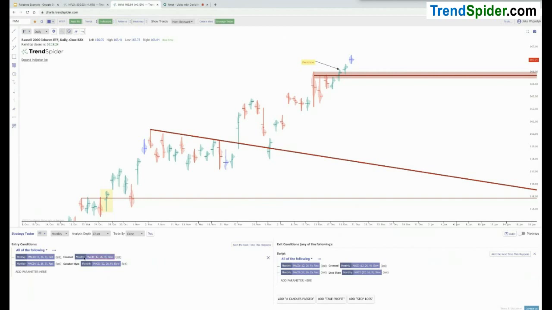So I just wanted to mention as well, the scanner will be just like this, so you'll be able to scan the market for these conditions as well.